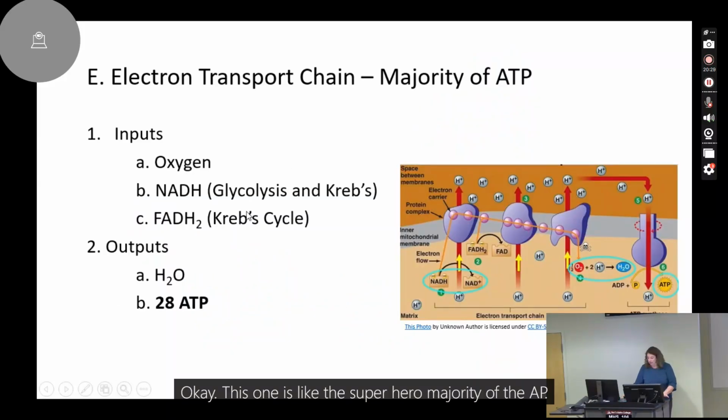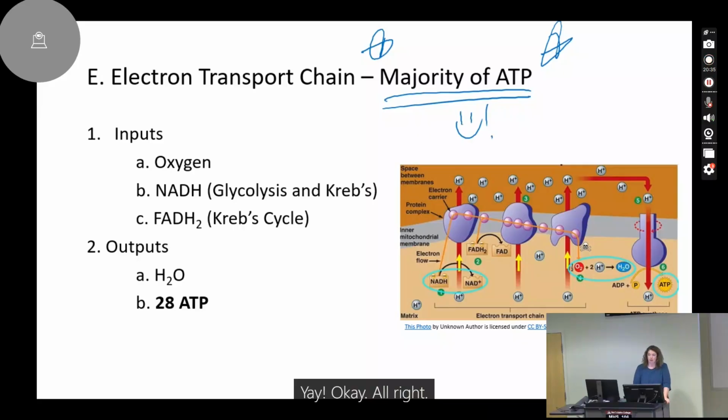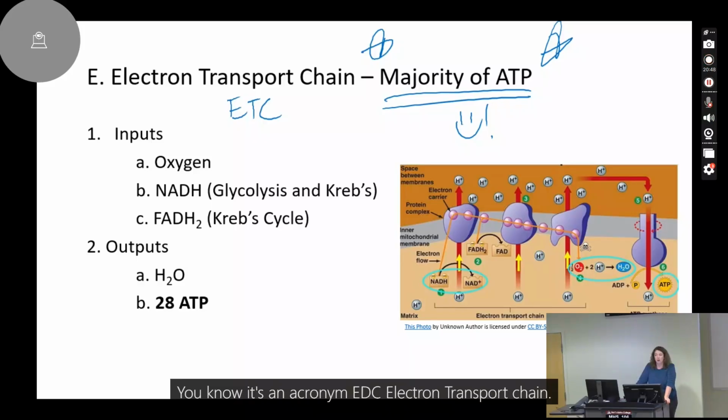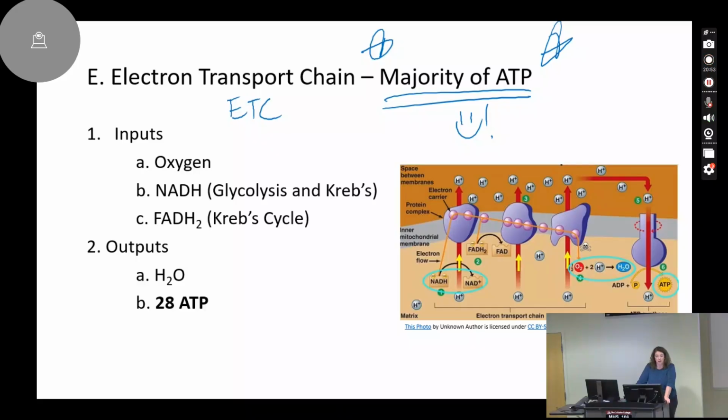Okay. This one is like the superhero. Majority of the ATP. Yay! Okay. All right. The electron transport chain, also known as the ETC. Somebody asked me why I was writing etc. on there. No, it's an acronym, ETC, electron transport chain.